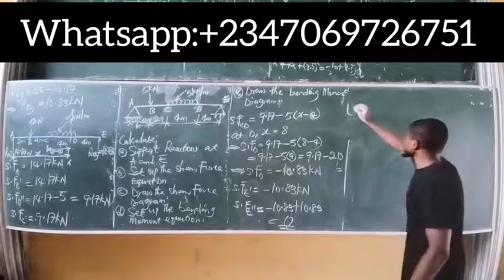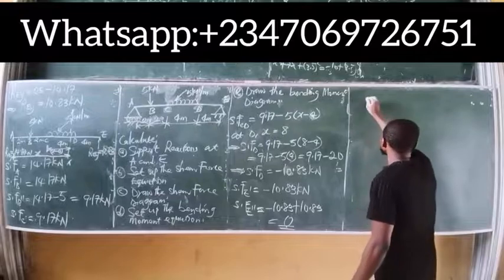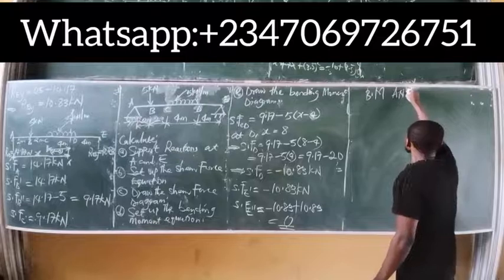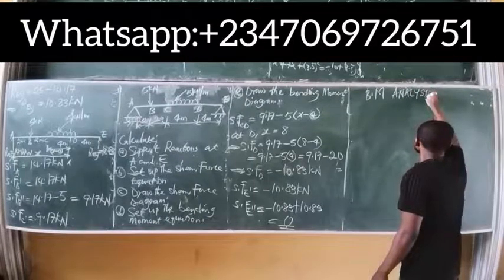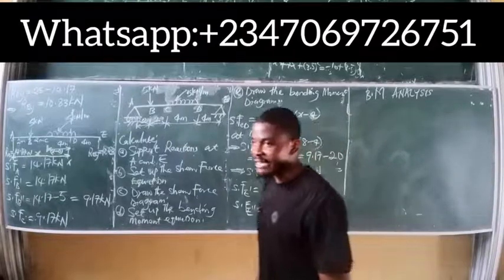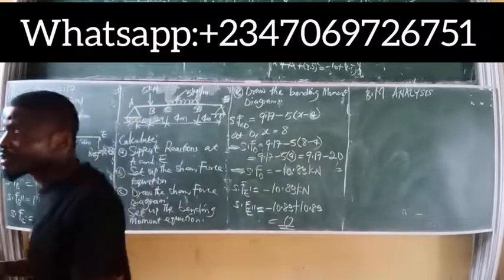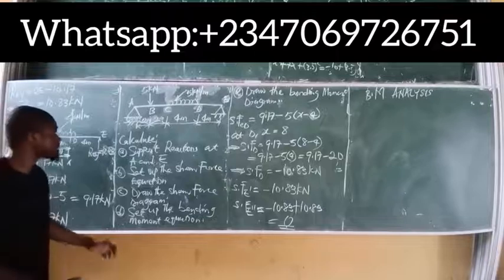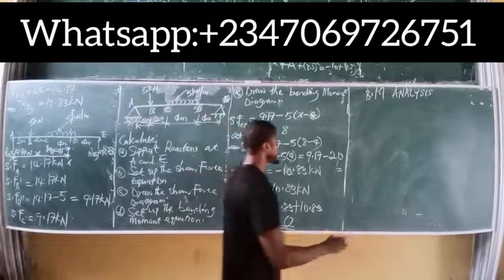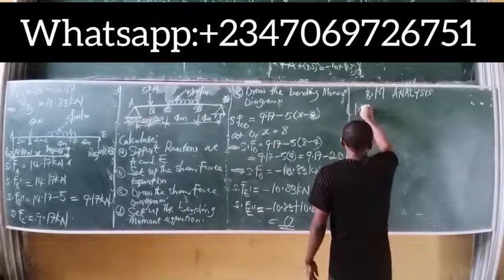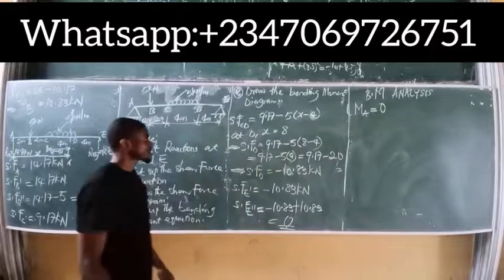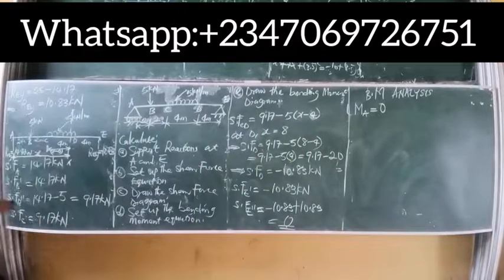Bending moment analysis. From the equilibrium law, the moment of every force from the beginning of the beam is 0. So the moment at point A automatically becomes 0. There is no bending there. Moment at A equals 0. So we now move to point B.